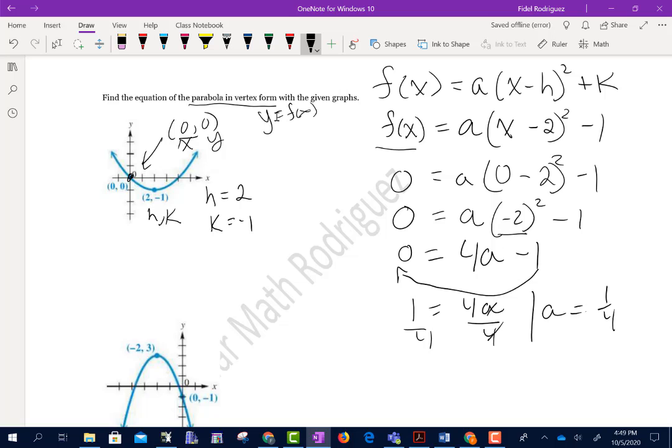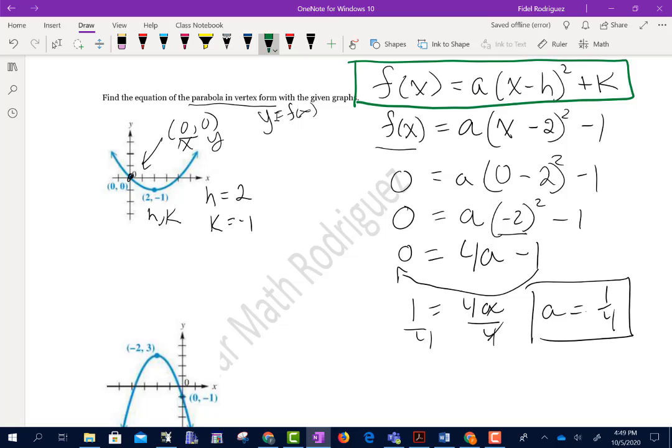So we get A is 1/4. Okay. So now we're going to go ahead and write out our equation. This is the equation I'm going to write out now, okay? So I'm going to write it out right here. f of x equals A. We just found A to be the number 1/4.